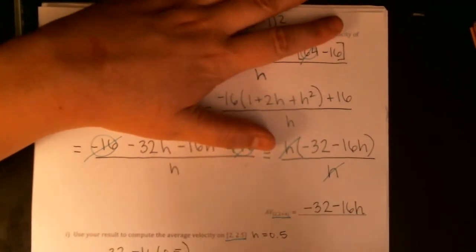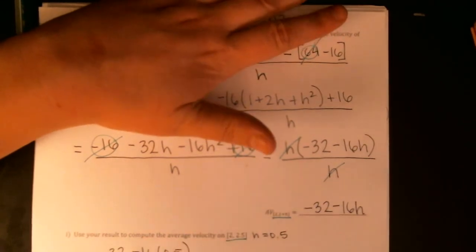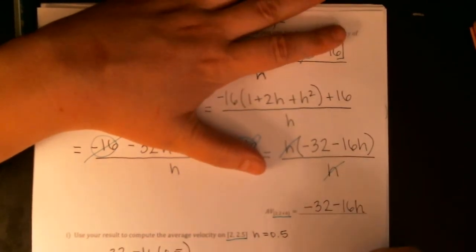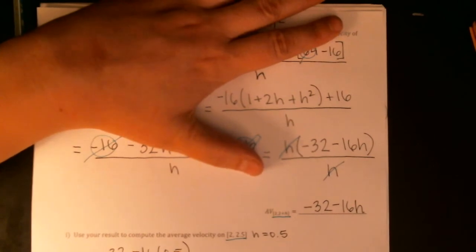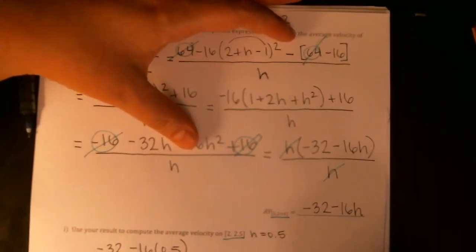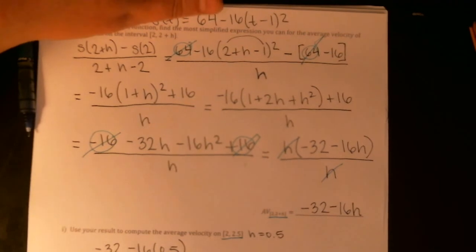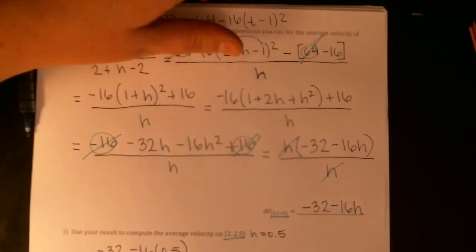Half of 16 is 8, so I'm looking at negative 32 minus 8, which is a negative 40. So that's how this function works. You pick the length of your time interval, and it tells you, and let's go ahead and even put units on this, the average velocity over a time interval of that length, starting at 2 seconds.